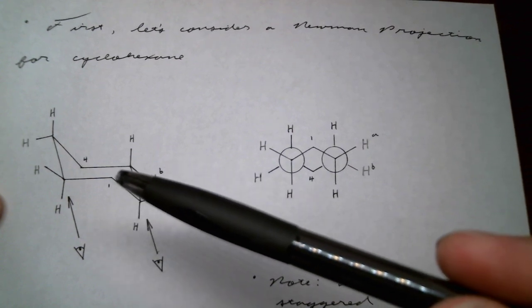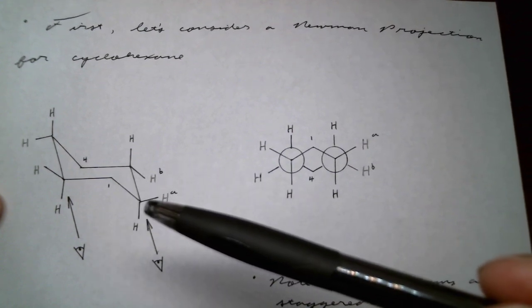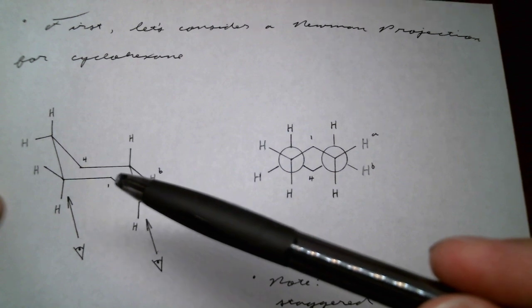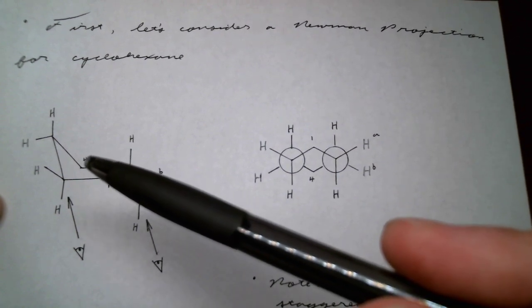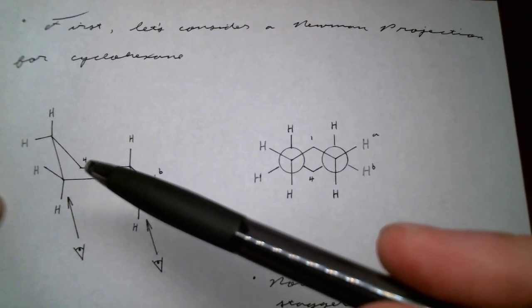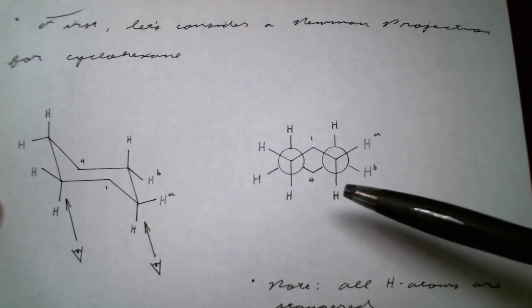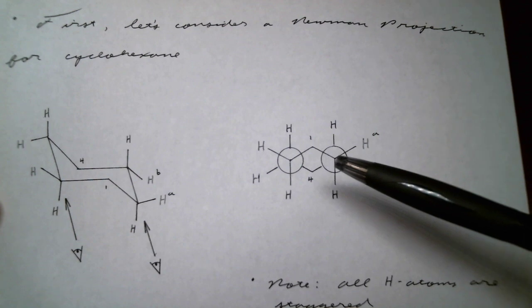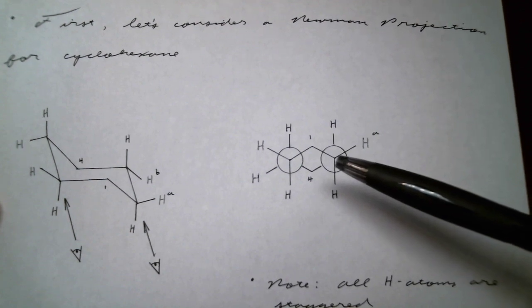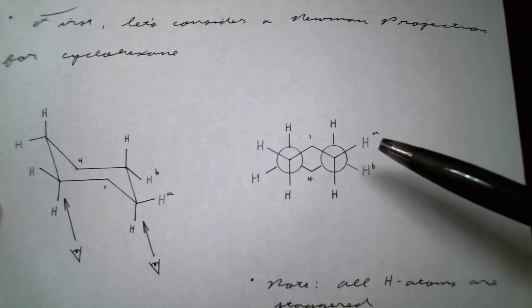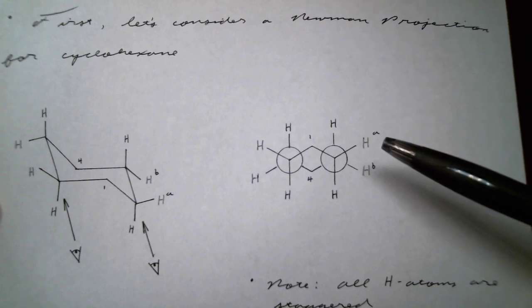I've also numbered this carbon attached to this hydrogen in front on the right, labeled 1, and I've labeled this carbon in the back 4. So what would my right eye see? It would see a hydrogen coming straight down, of course, on the carbon directly in front of it, and HA would appear to be going up and to the right.